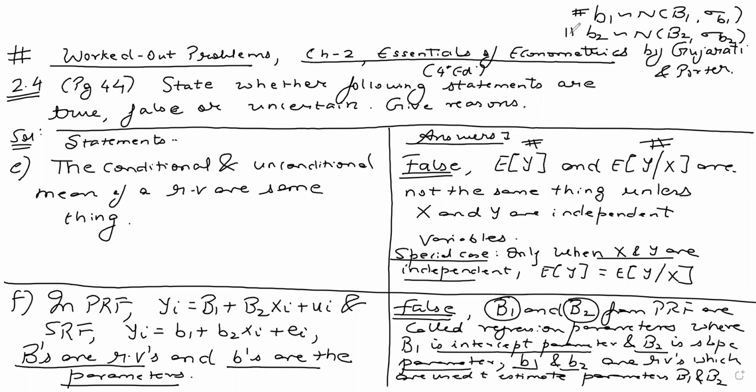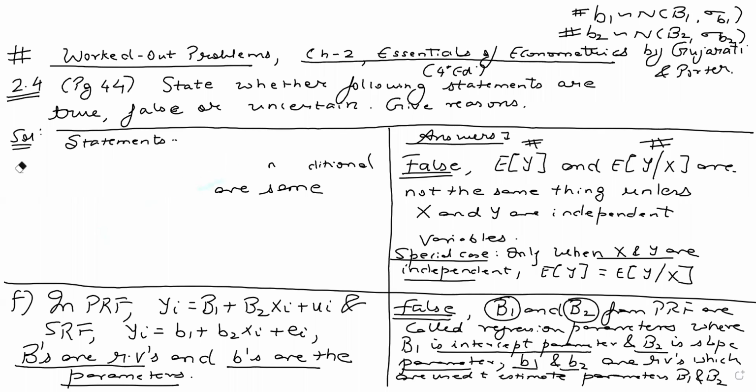We had said this, we have done this in our lectures on hypothesis testing and linear regression, which is chapter 3, but I'm using it in this lecture also. You should know that B1 and B2, small b1 and small b2, are the random variables which are used to estimate the parameters capital B1 and capital B2. Okay, let's look at statement G.